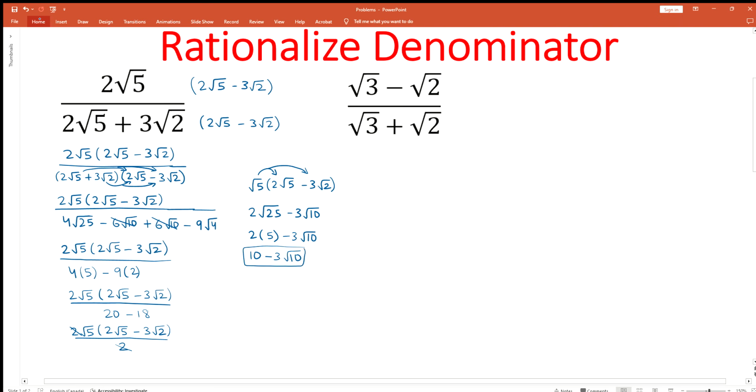Now we can work on the second expression. Square root of 3 minus square root of 2 over square root of 3 plus square root of 2. We can rationalize the denominator by using the conjugate method. We should multiply the numerator and the denominator by the conjugate of the denominator expression because we want to rationalize the denominator. The conjugate of the denominator expression is square root of 3 minus square root of 2.